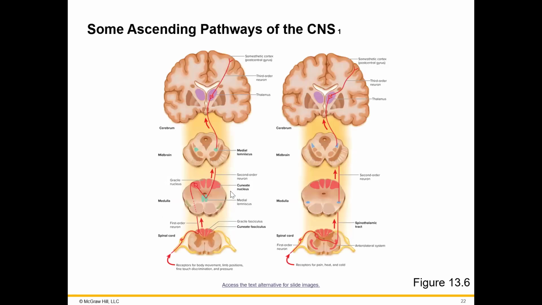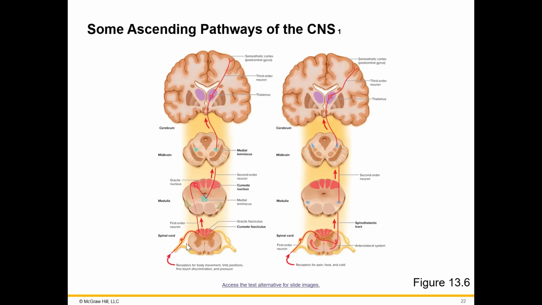So these are some ascending pathways. So the information obviously doesn't come from the brain. It's trying to get to the brain through a third order neuron. You see your third order neuron? Your third order neuron begins from the thalamus and goes up to the center. So you have receptors for body movement, limb positions, and they have fine touch discrimination and pressure.